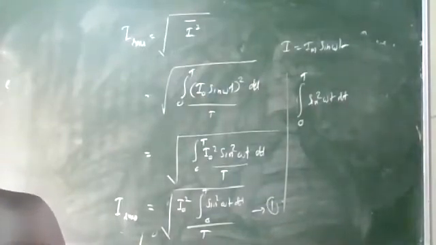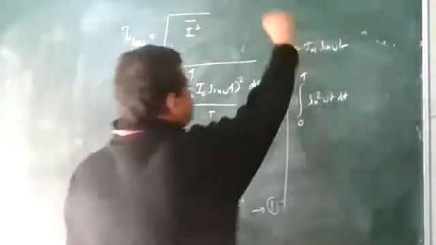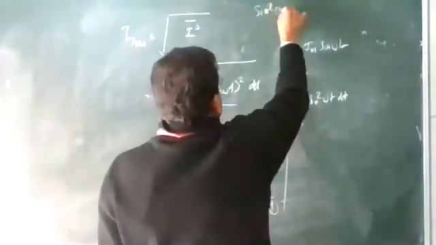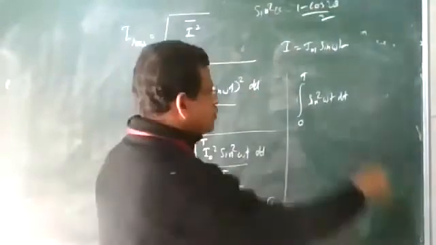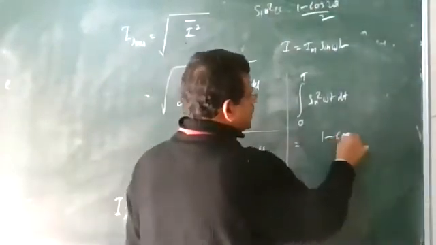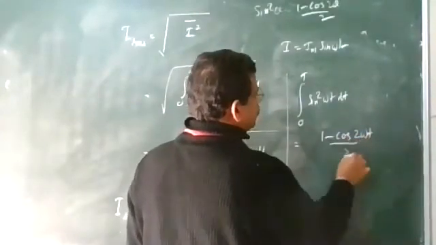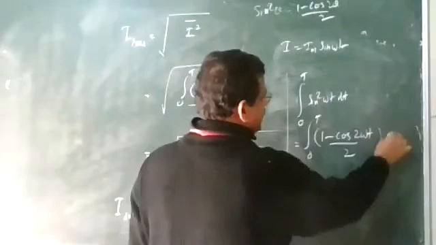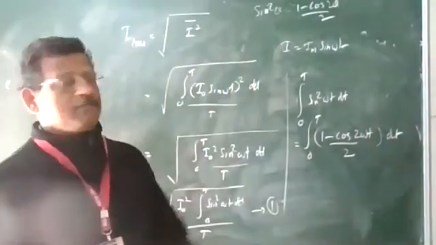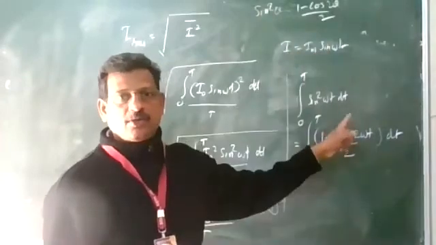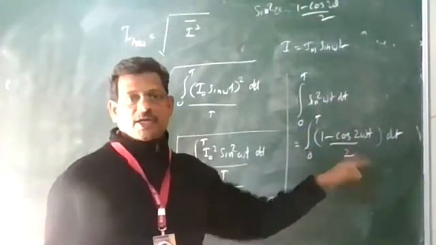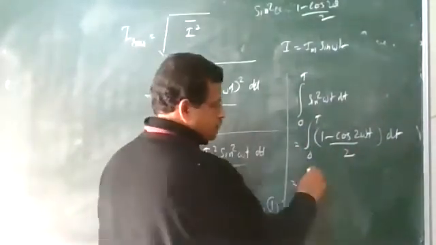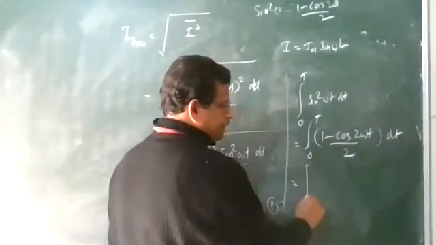What is sin square theta in terms of cos 2 theta? Sin square theta equals 1 minus cos 2 theta divided by 2. So sin square omega t is equal to 1 minus cos 2 omega t by 2, integrated from 0 to T with dt. Here theta is omega t, so we write it as 1 minus cos 2 theta by 2. Now do the integration, this is a common integration. The integral of 1 dt is t.